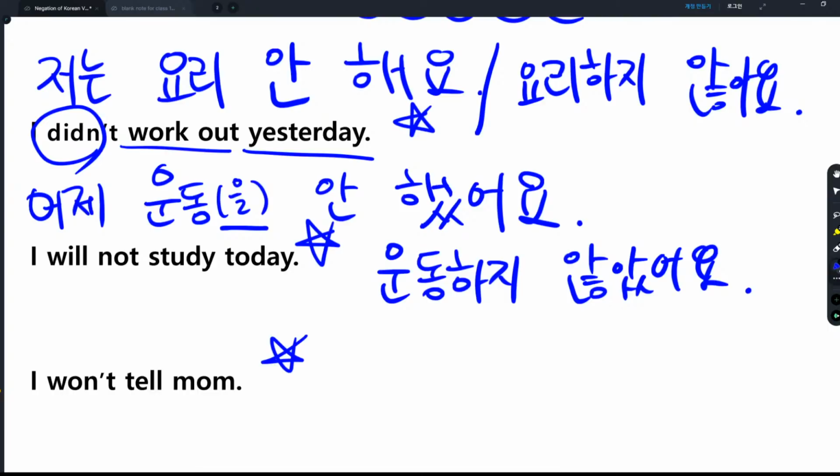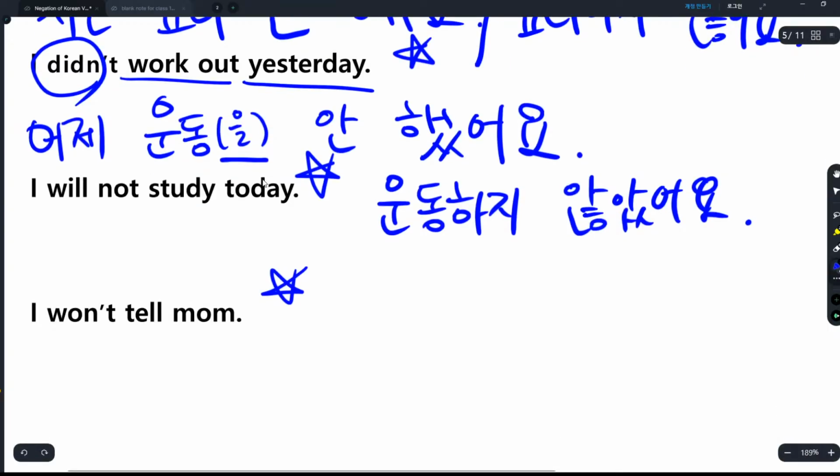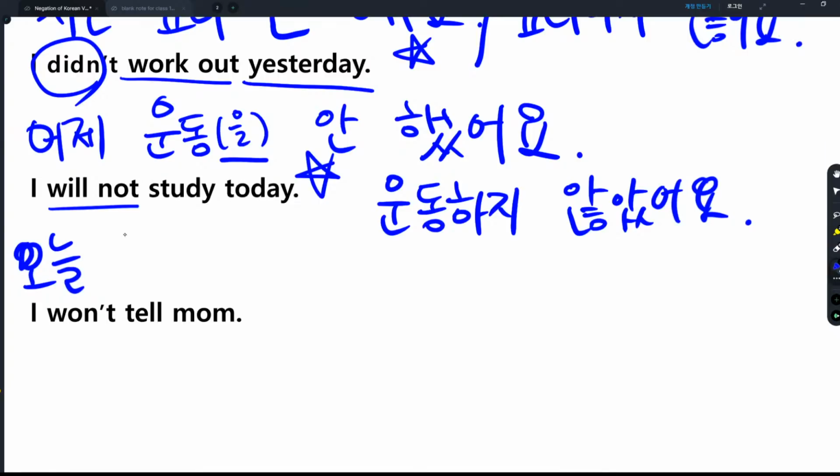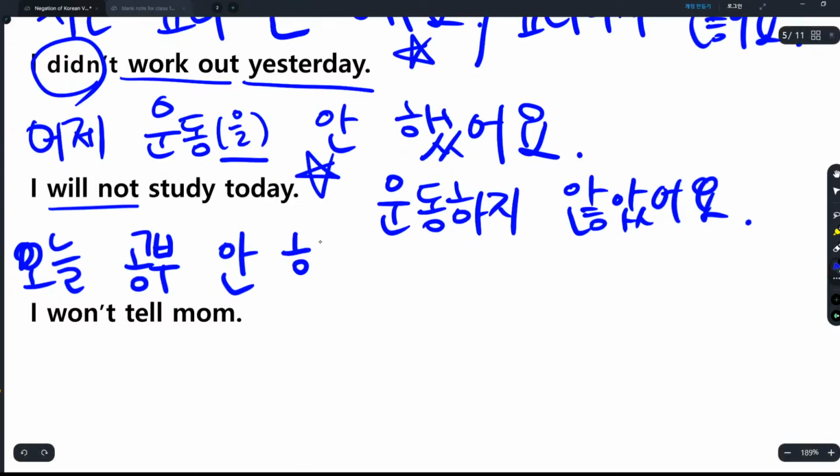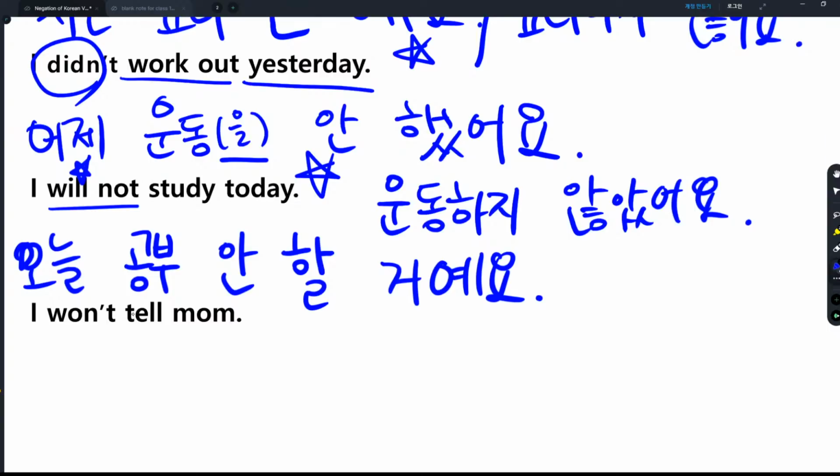Or 운동하지 않았어요. How about "I will not study today"? If you want to translate this negative sentence by using 안, let's first use 오늘, today. 오늘 공부 안 하다, right? Not 안 공부하다, 공부 안 하다. And then you have to conjugate this in future tense. So, 오늘 공부 안 할 거예요.